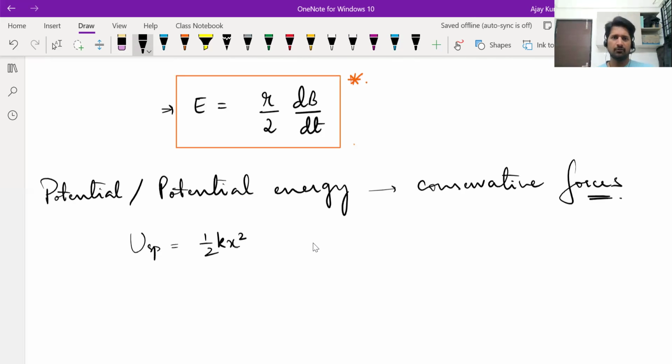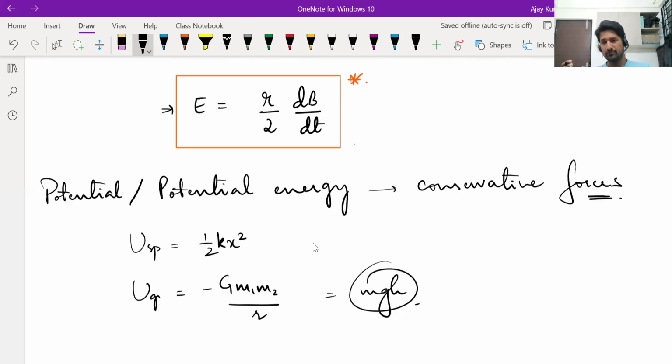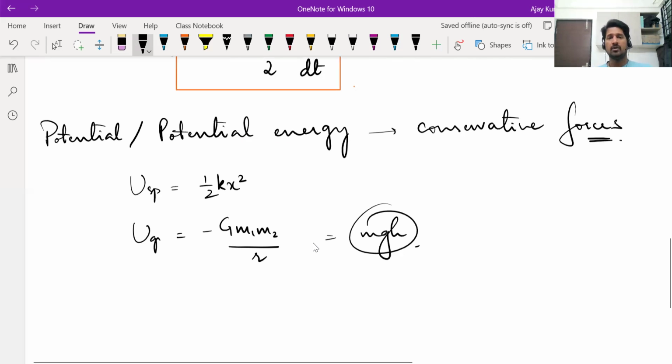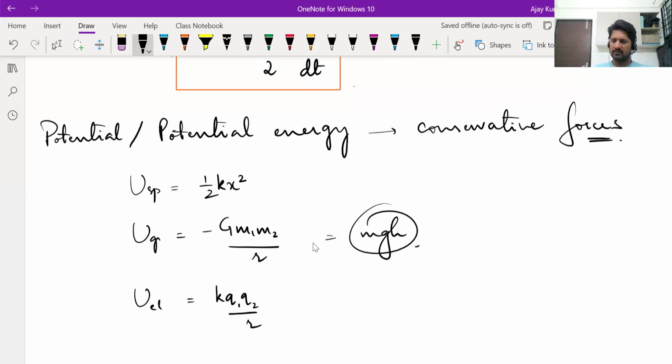Gravitational force is a conservative force, so gravitational potential energy is minus G m1 m2 divided by r. In some cases, like the earth and particle system, we write it as mgh also. That's why we talk about gravitational potential energy. Electrostatic force k q1 q2 by r square is a conservative force, and electrostatic potential energy is written as k q1 q2 divided by r. You studied this in 12th class, second chapter, potential and capacitance.